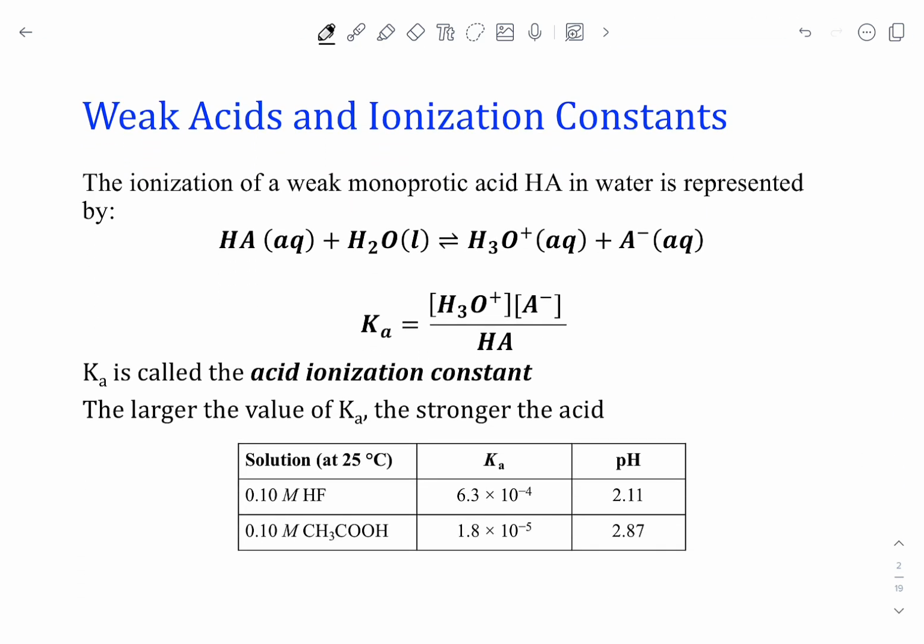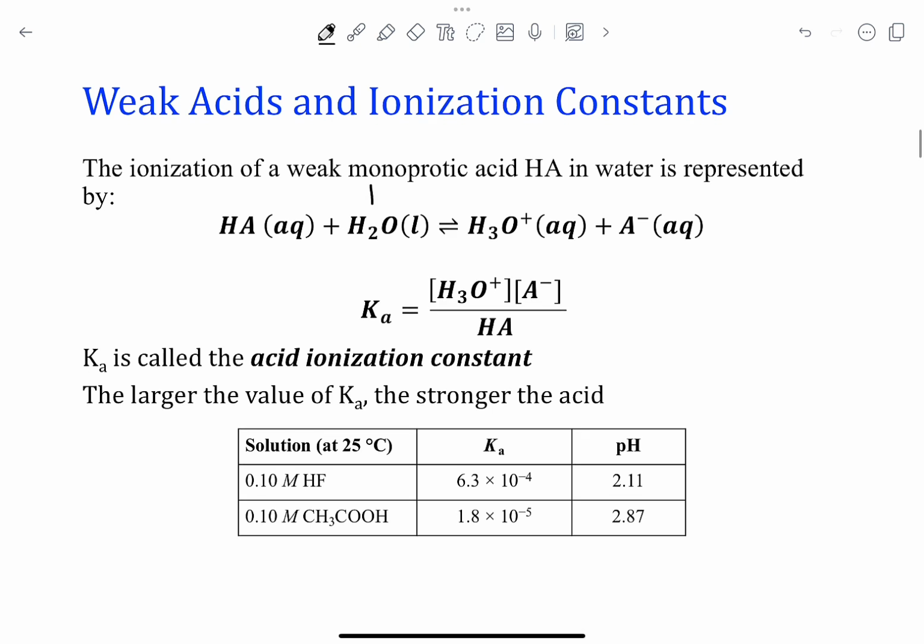So when we're looking at a weak acid reaction, the ionization of a weak monoprotic acid, meaning it only has one proton to give away, which we are going to denote here as HA, in water is represented by the following reaction. Now again, if we don't want to have water in our reaction, we can write this as HA is in equilibrium with H plus and A minus. Okay, so you can see there that the H3O plus and the H plus are interchangeable depending on if we show water in our reaction or not.